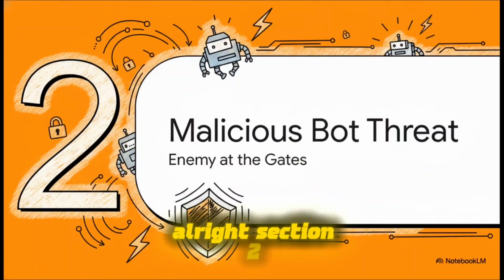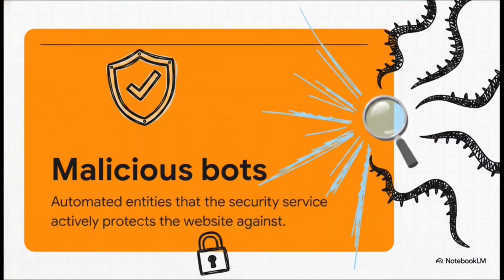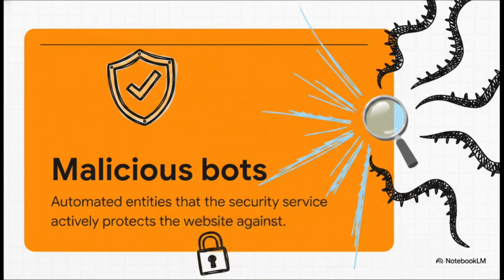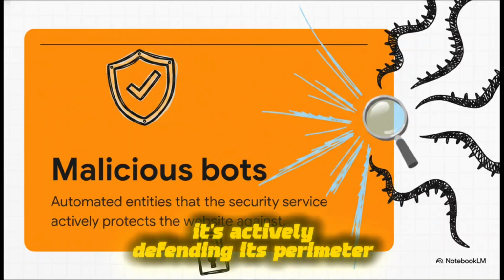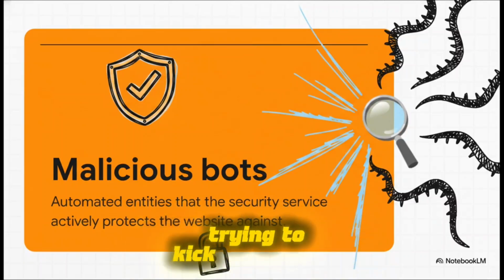All right, section 2, the malicious bot threat. Let's define the enemy at the gates. The whole reason this checkpoint exists is to protect the website against an invisible enemy, explicitly labeled as malicious bots. The site isn't just sitting passively on a server, it's actively defending its perimeter against hostile, automated entities that are constantly trying to kick the door in.